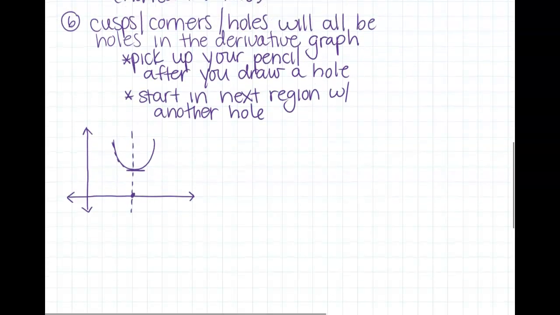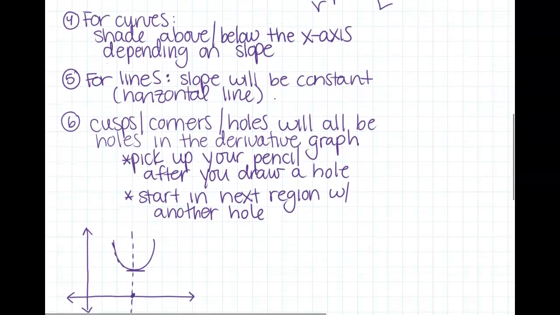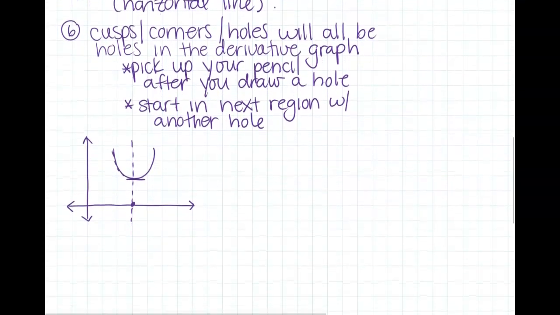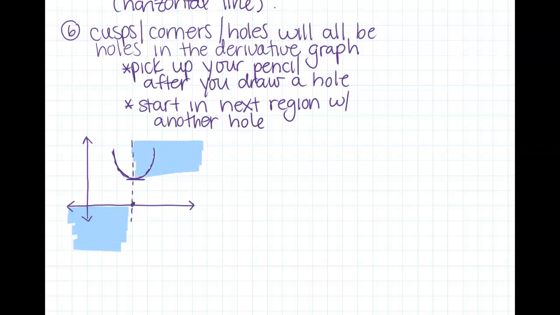Then we draw vertical lines at cusps and corners. I don't see any. For curves, we shade above or below the x-axis depending on the slope. So on the left side of this x-intercept, since this is going down, it has a negative slope if you were to draw the tangent lines. So I'm going to shade under here. On the right side of the x-intercept, the function's going up. So that's positive derivatives, positive tangent slopes, so I'll shade up here.